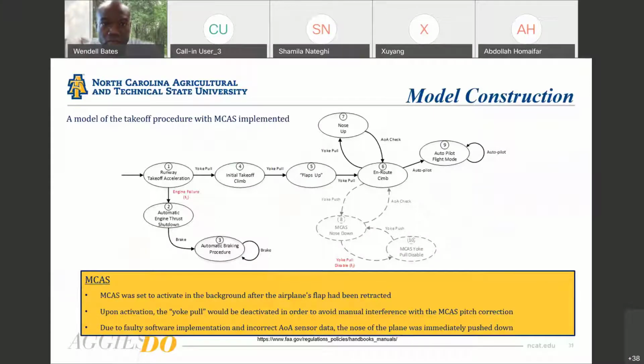And then this is the model if the MCAS was introduced. And so remember, the MCAS is set to active in the background after the airplane's flaps have been retracted. Upon activation, the yoke pull is deactivated in order to avoid any manual interference by the pilot while the MCAS is correcting the pitch. And you can see that in red with the dashed gray lines, due to faulty software implementation and incorrect angle of attack sensor data, the nose of the plane was immediately pushed down during takeoff.